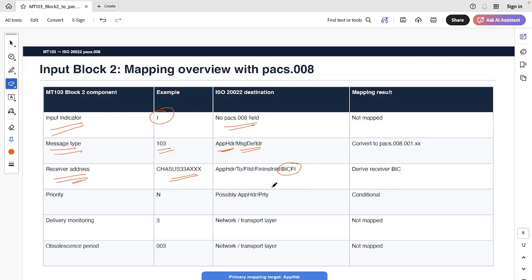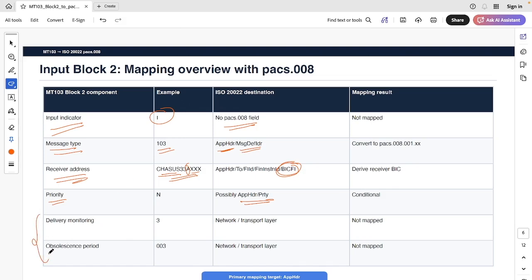The block 2 receiver derives the header receiver. So basically here we remove the logical terminal code, and the remaining characters go under this particular element in ISO 20022 as the BIC of the receiving institution. Next comes the priority. The FIN priority may, in certain implementations, influence the application header priority element. However, this mapping must be treated carefully because FIN network priority and ISO payment priority are not automatically identical concepts.